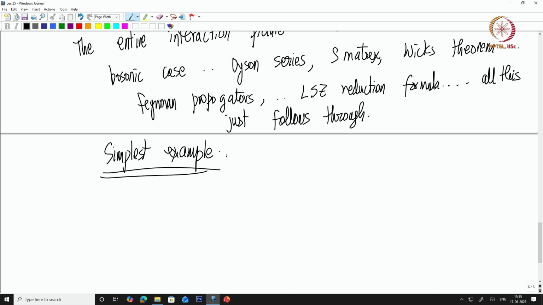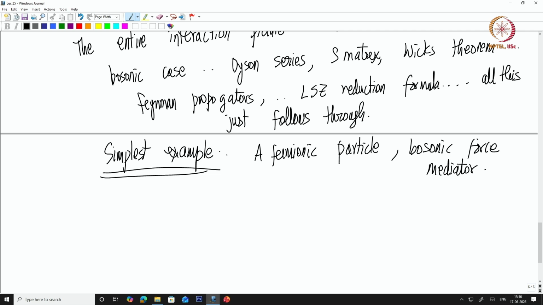The simplest example would be to consider a fermionic particle which is spin half, and a bosonic force mediator. So let's make the spins more accurate. Let's put the boson as spin 0, and this one let's look at as spin half.